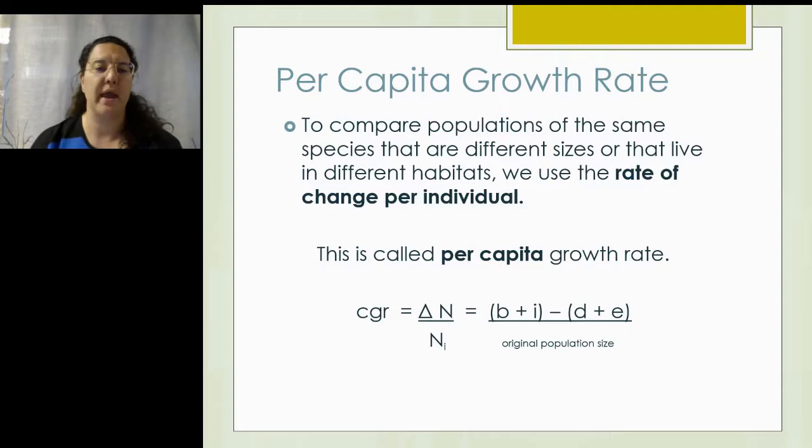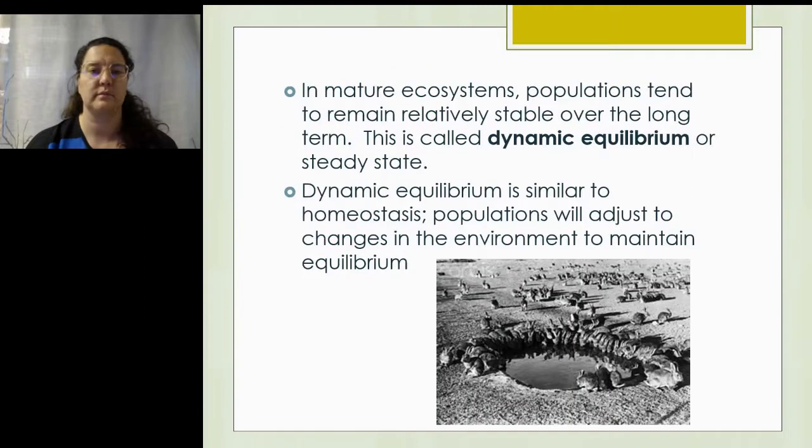So if we want to compare two populations, we want to do the per capita growth rate. So we want to take the births plus immigration minus deaths plus emigration divided by the original population size. And this will give us the per capita growth rate per individual. So is it growing by 1.2 per individual? Is it growing by 3.7 per individual? And that will tell us how fast the population is growing.